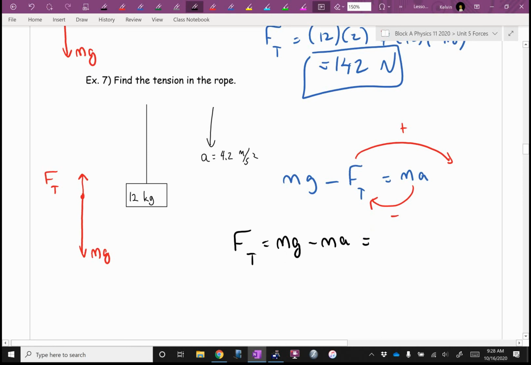It's going to be M, 12, G, positive 9.8. I took care of the negative in my winner minus loser stick. Minus 12 times 4.2. Can I do that one in my head? It can be 12 times 5.6, so it's going to be 60 plus 7 point. Is it 67.2? Yeah.